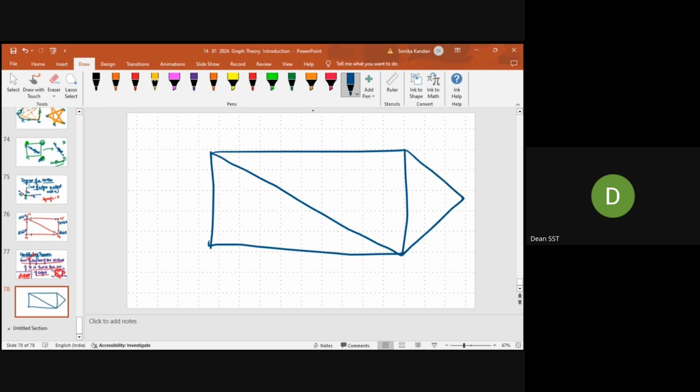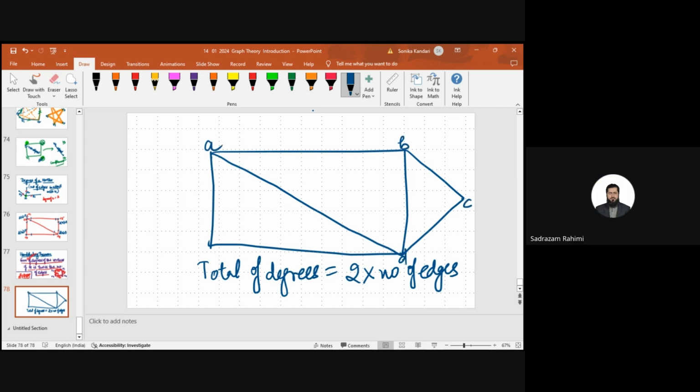Can you find the total sum of degrees? And can you prove that it is twice the number of edges? Let me label the graph: A, B, C, D, E. Let me see who finds it first.